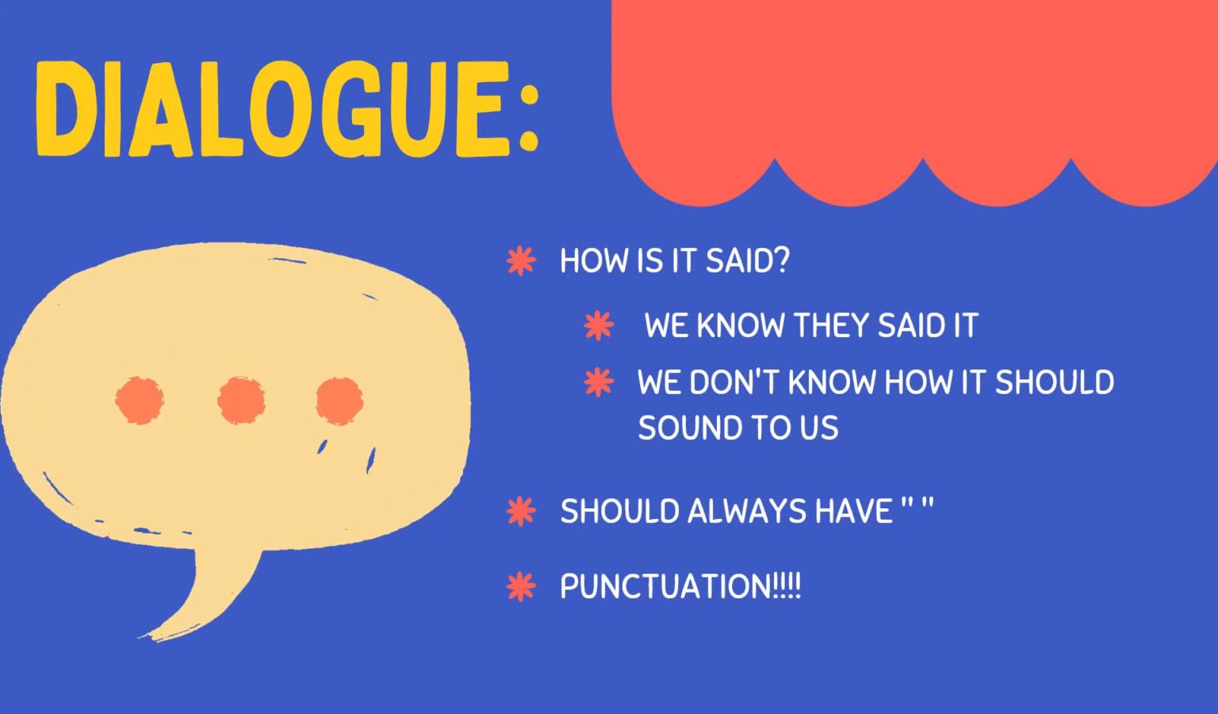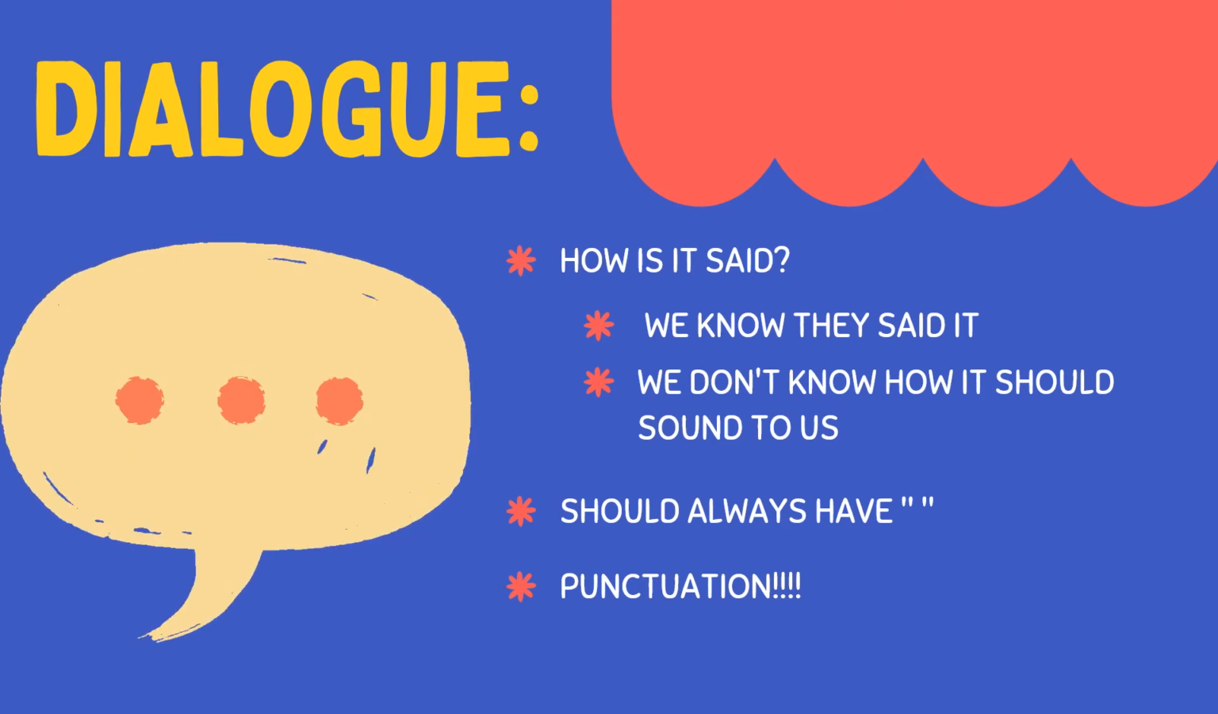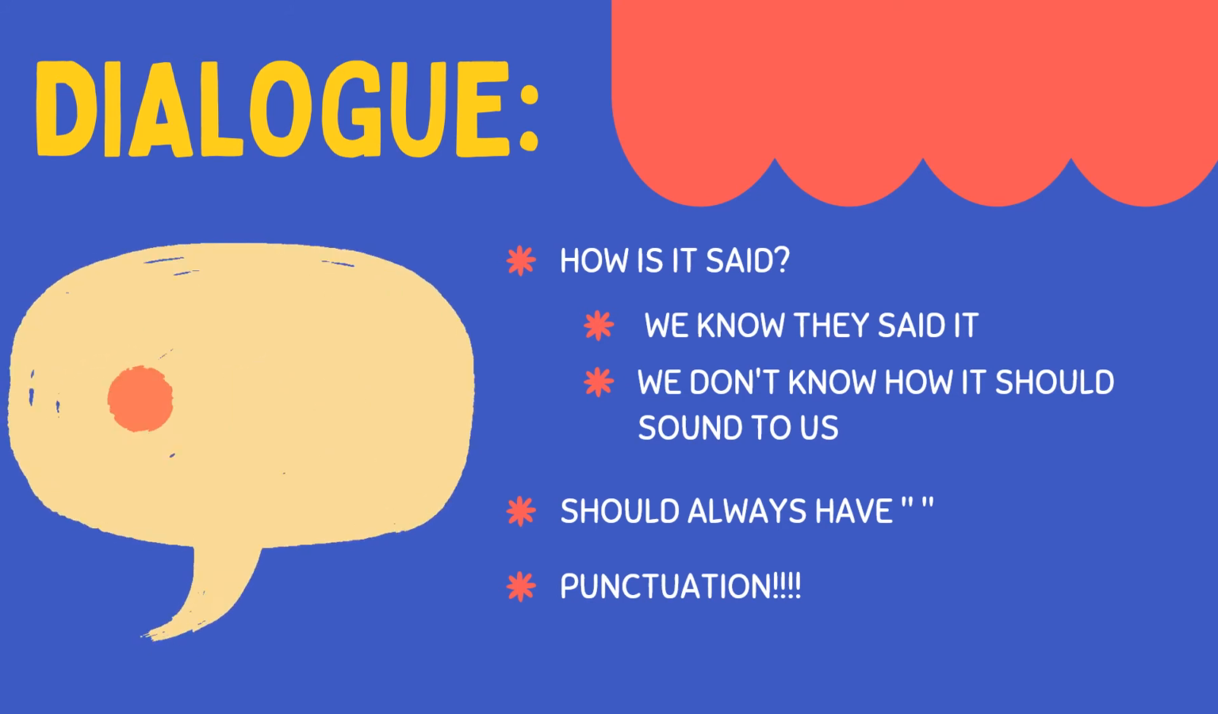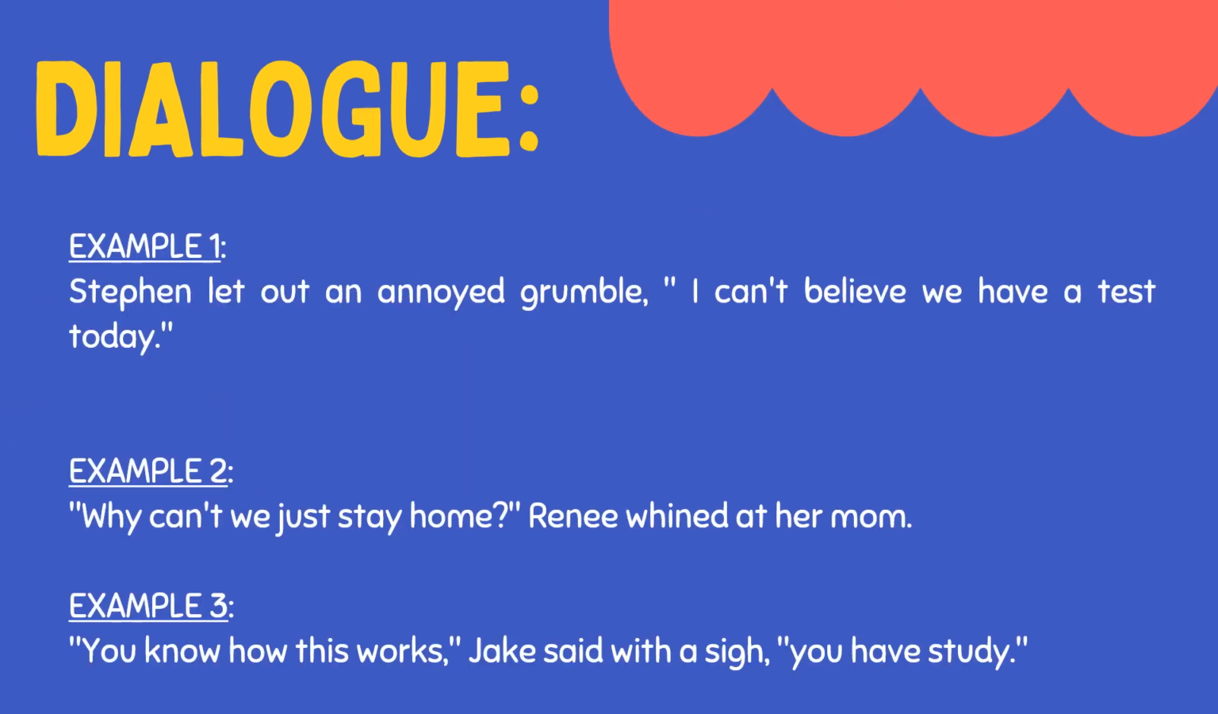Remember, dialogue should always have quotation marks at the beginning and end, and punctuation is super critical to writing dialogue. And I would say punctuating dialogue is probably the one thing students have the most struggles with, because it's not something you do very frequently. So it's one of those things where you're like, wait, where do the quotation marks go? Does the period go inside or outside the quotation marks? So let's take a look at an example.